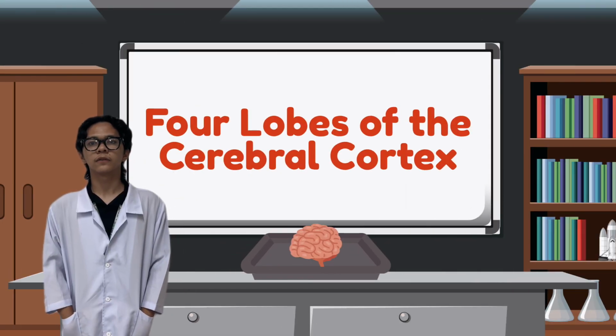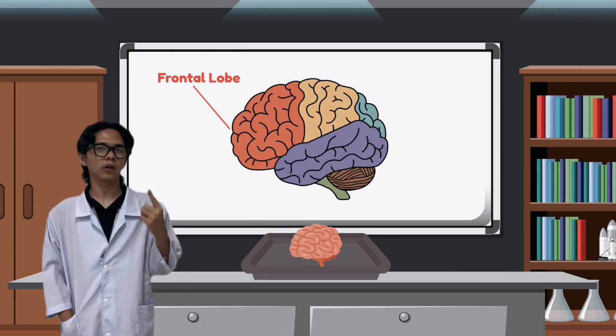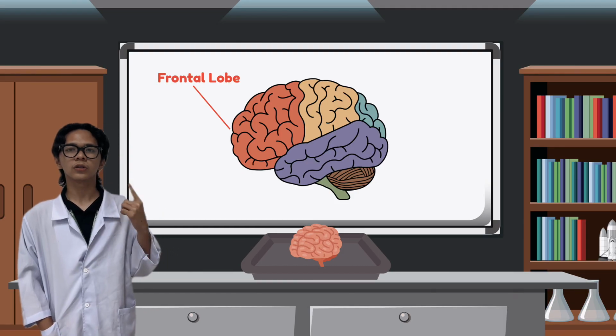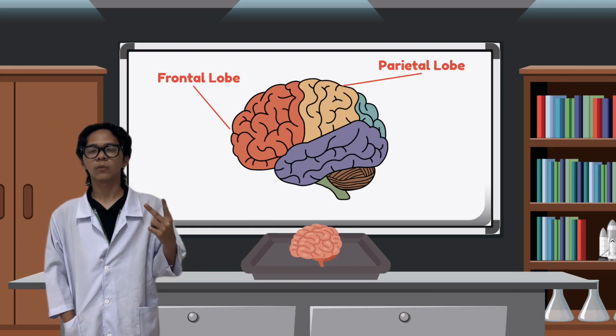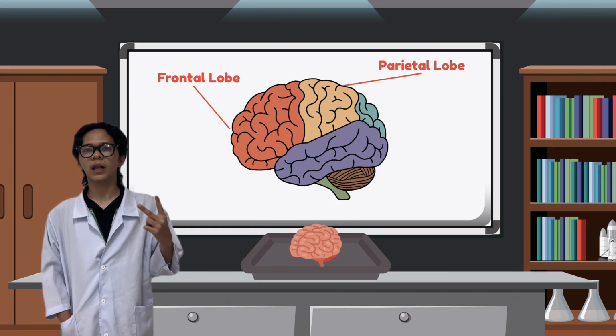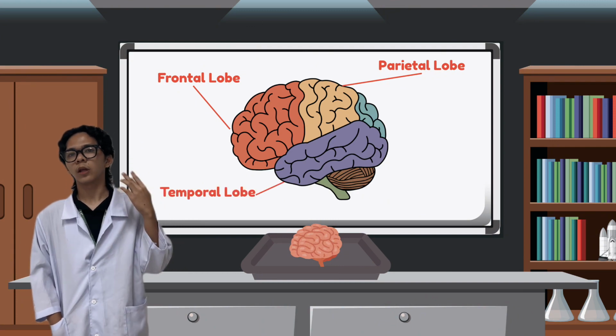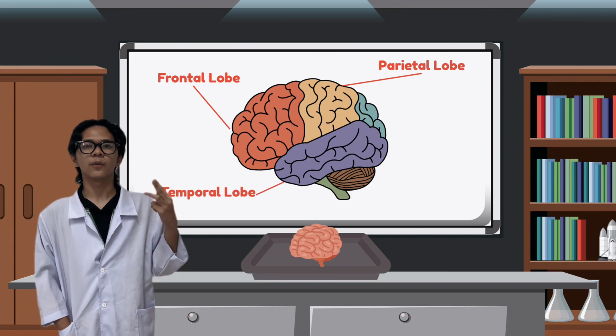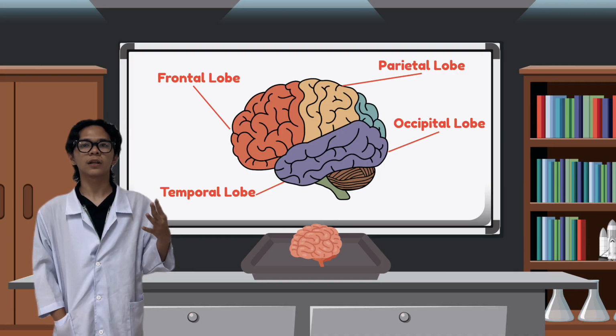The cerebrum has four lobes. First, we have the frontal lobe, for reasoning and motor control. Second one is the parietal lobe, which is for sensory interpretation. For the third one, we have the temporal lobe, which is for hearing and memory. And for the last one, we have the occipital lobe for vision.